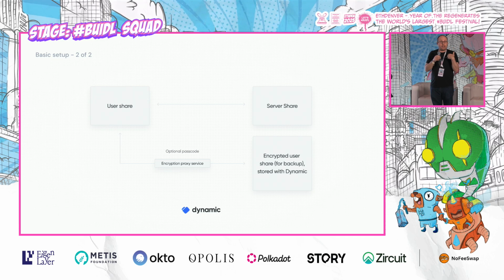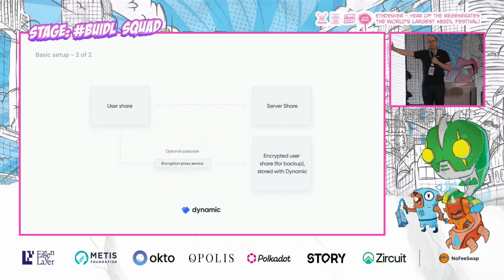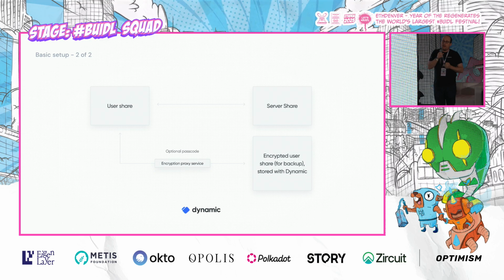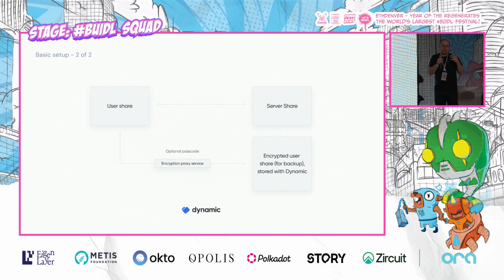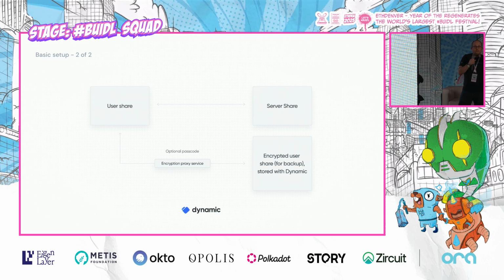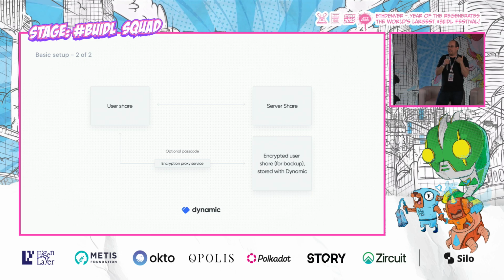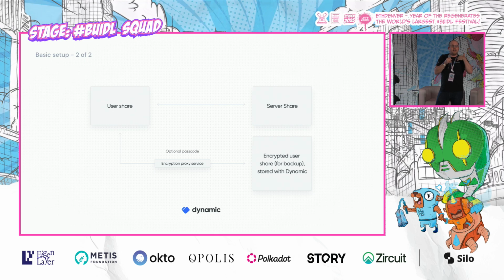They get a key share on their end. Dynamic has a server share on its end, and Dynamic also stores an encrypted version and a backup version of that key share. So if I go to a second browser, I have an automatic recovery in the background. So for a user, it's seamless. It's the same as the experience of logging in with an email today and getting a wallet.